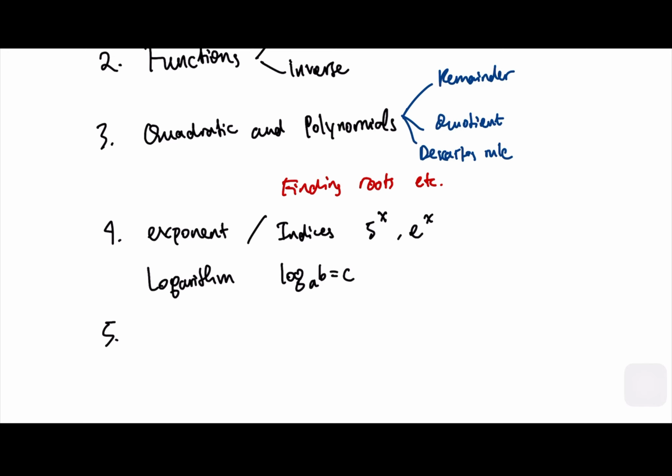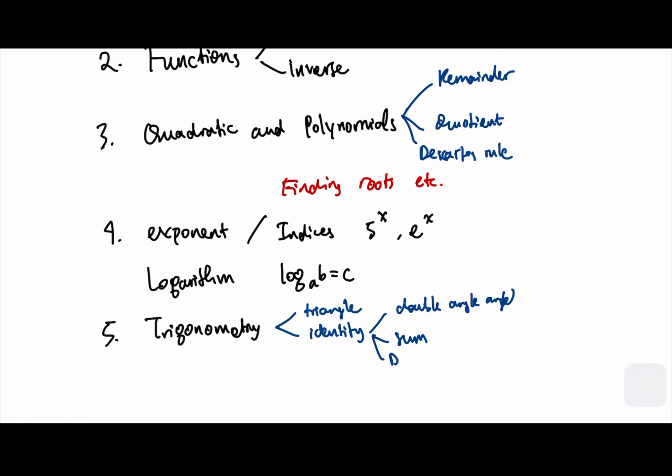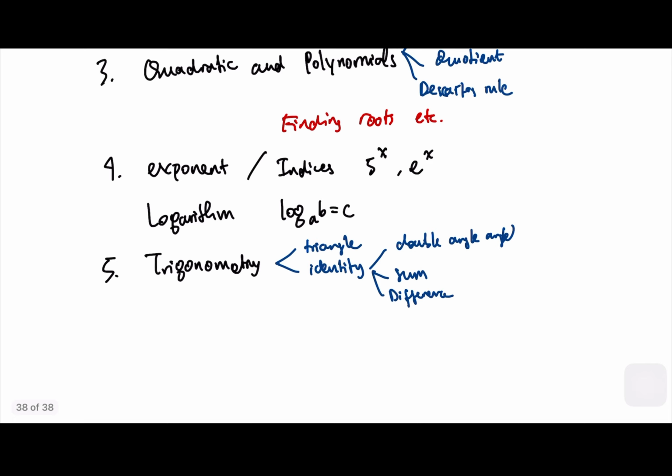And the other one is trigonometry. Okay, this starts from the basics, the triangle, and the identities, meaning you have the double angle, right? The sum, the difference, and so on, right? Also the circle, okay, that's the trigonometry.